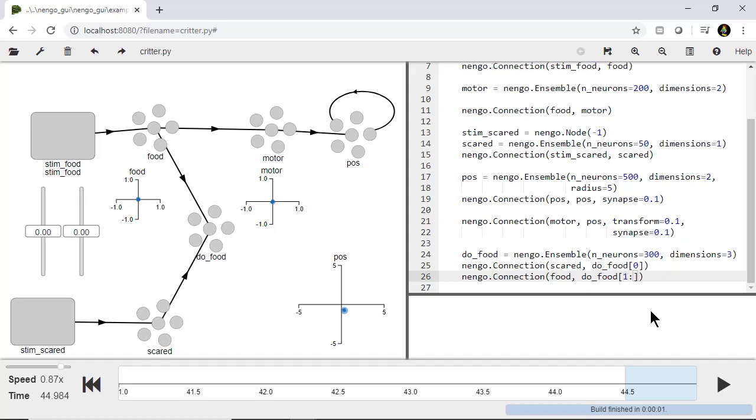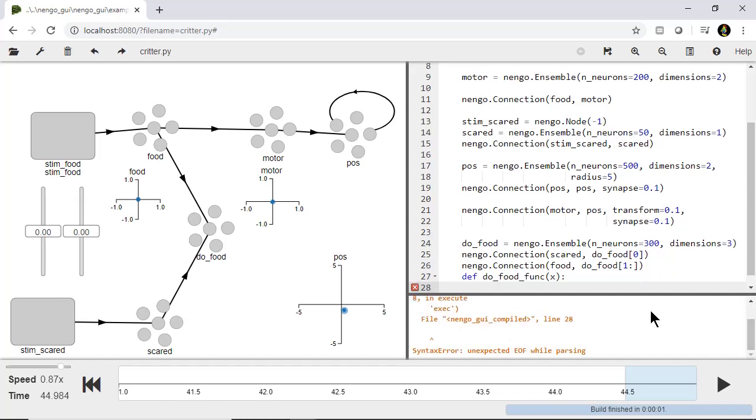So Python notation for slicing, implement that in whichever way is more intuitive to you. So that gets all the information into doFood. But now what function do we want to compute on that? And we'll call this the doFood function.